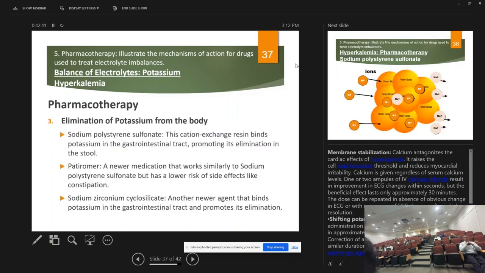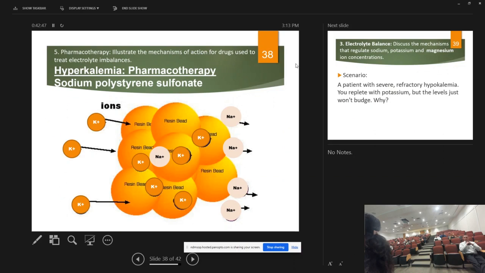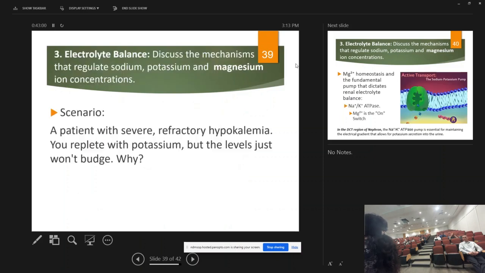We also need to eliminate potassium from the body, right? So these are the drugs that you will learn. The way it happens is you provide a resin, and these resins will bind your potassium, and then the potassium will be excreted out. That's how you remove the potassium from your serum.